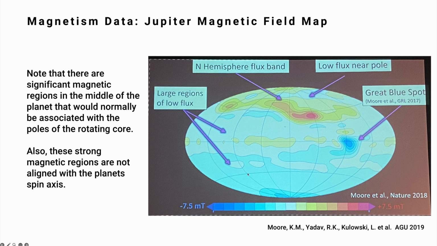First up is Moore, K.M. Moore. She and her team produced this map. And we see that this red region is not right at the pole, and this blue region is about at the equator.